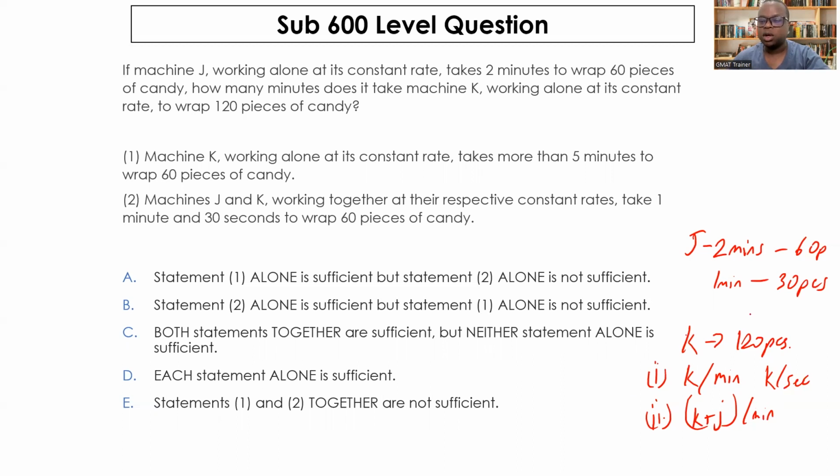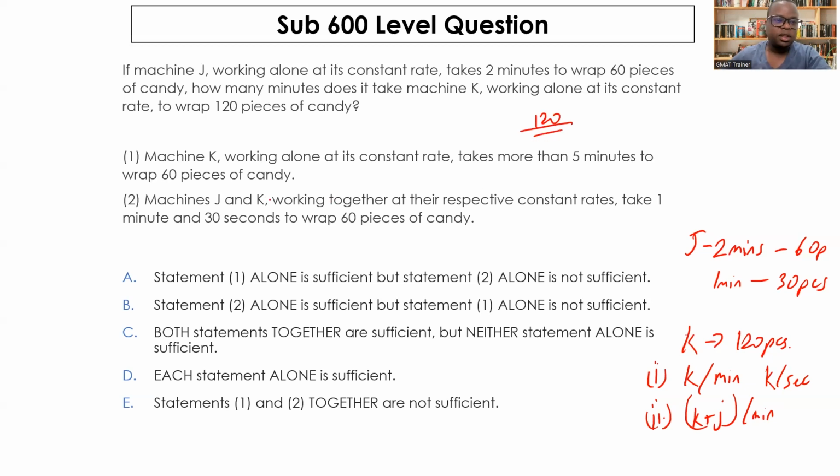Because we have the rate of J, we can get the rate of K. We can single it out and get that rate. And from there, we can find out how long it takes to wrap 120 pieces of candy. So that is actually what we're looking at.